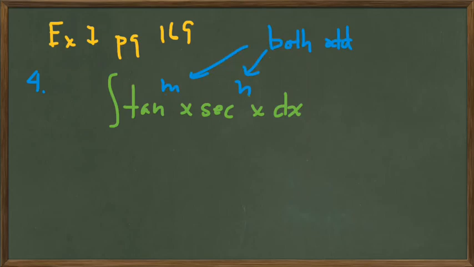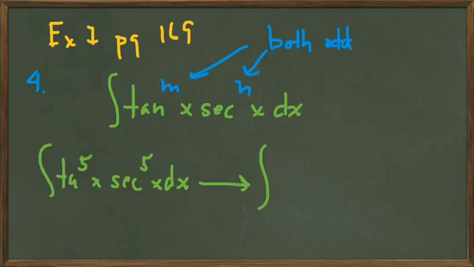I said something incorrect. This is example 7 on page 169 that we're doing now. There's not a second example of type 3. So in this case, both the power on the tangent and the secant are odd, and then we are able to convert the integral to one that's powers of u. So let's see this example.